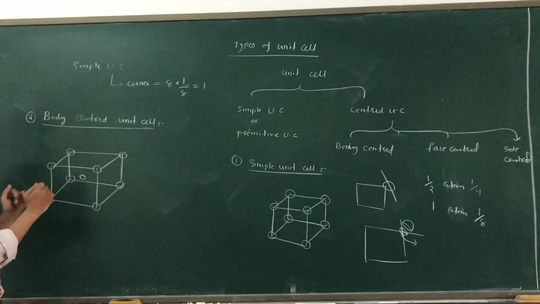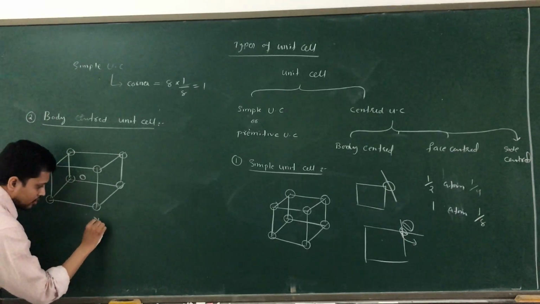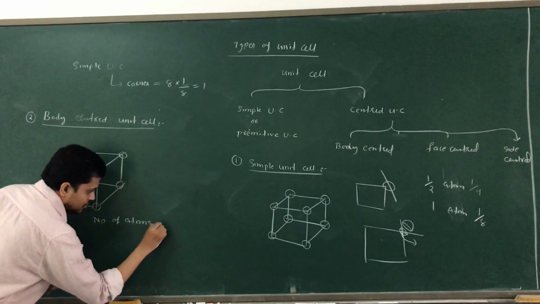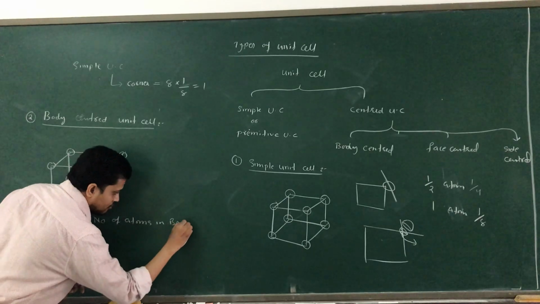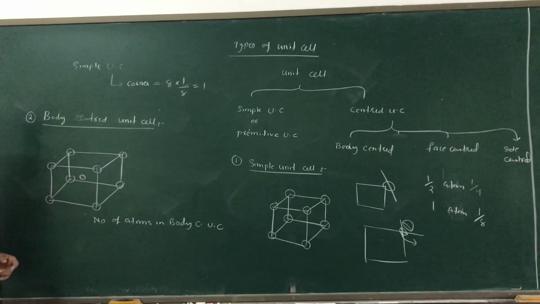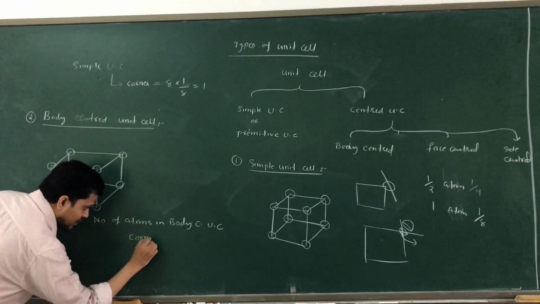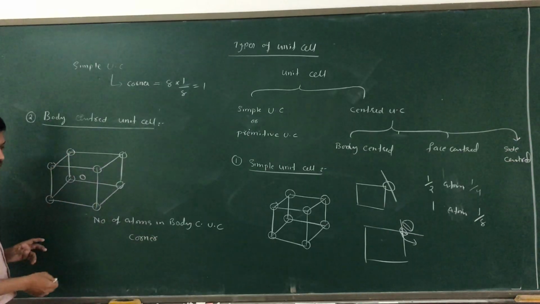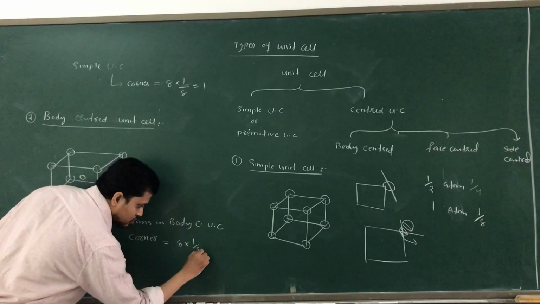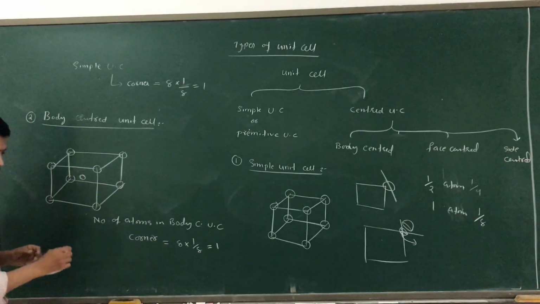So how we can calculate? Number of atoms in body center unit cell. So first we need to go for corner. How many corner we have? 8. So 8 atoms we have in the corner, and each one is sharing how much? 1/8 part of it. So by that we are getting how many? 1 atom. Now in the body center we have 1.